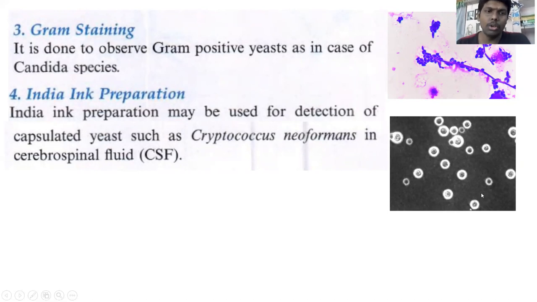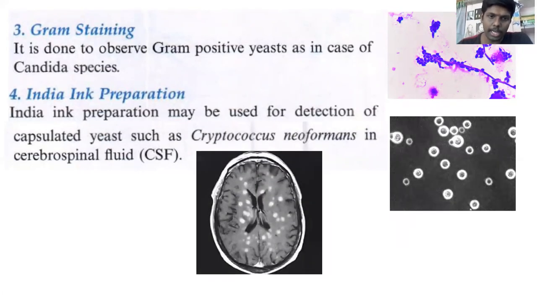And I will show you the infection of the brain which is caused by Cryptococcus neoformans. So this is the picture of a brain, and the white dots you are seeing here are the colonies of the Cryptococcus neoformans fungus. So it started growing within the brain. I need not say what is the fate of this person. Obviously he will die. So these are the four methods of direct microscopic observation of fungi.